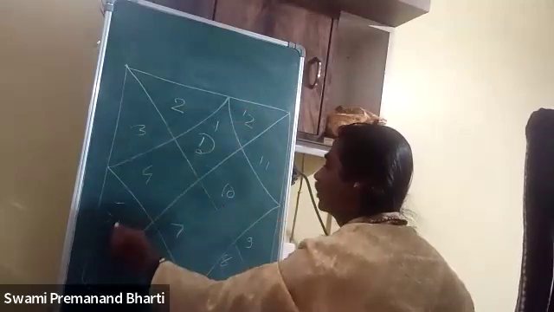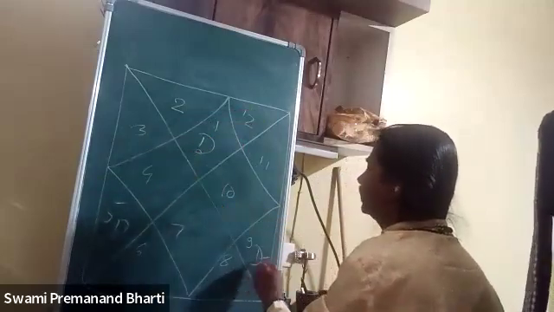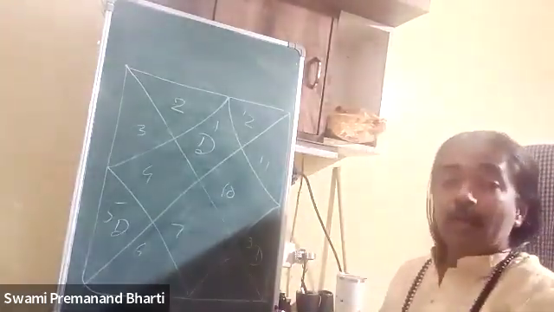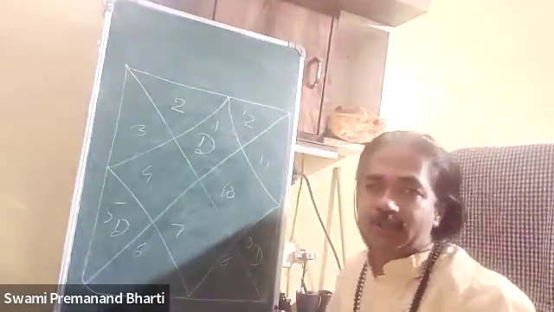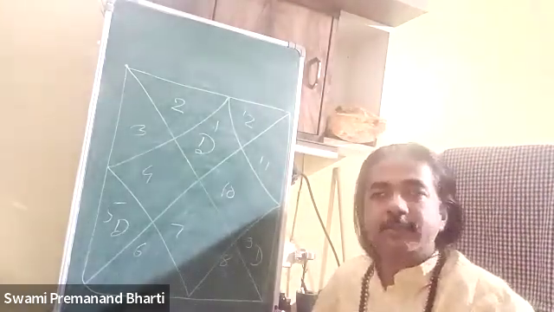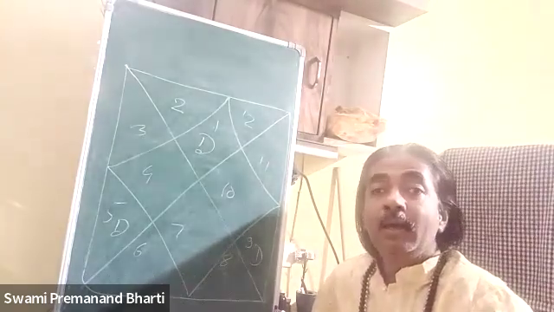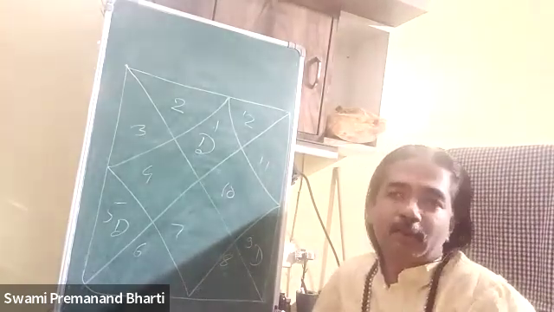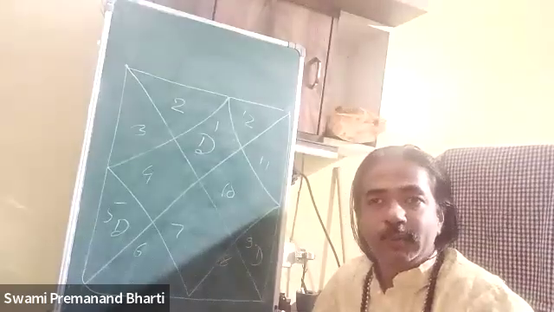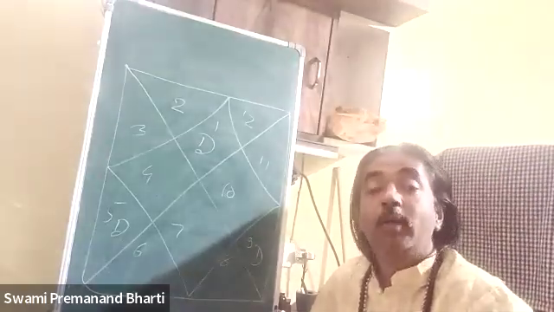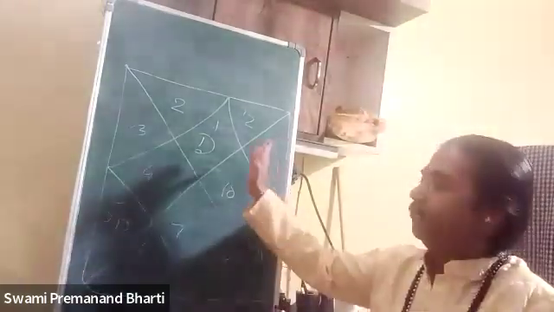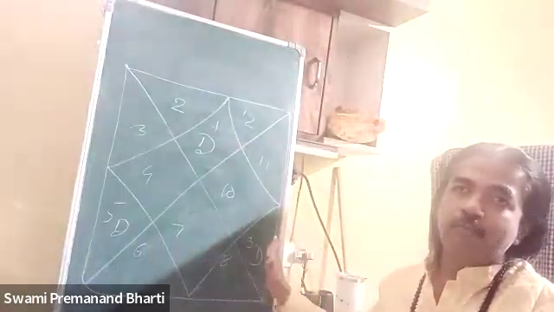First house, fifth house, ninth house are dharma houses. Dharma here doesn't mean religion. Dharma here means righteousness. What is the righteous path for you in this life? What are you supposed to do in this life? What you should be doing in this life, that is seen from the dharma houses, 1, 5, 9.